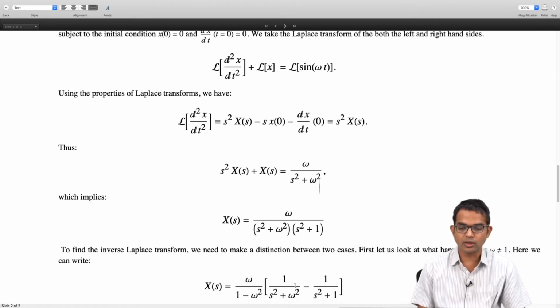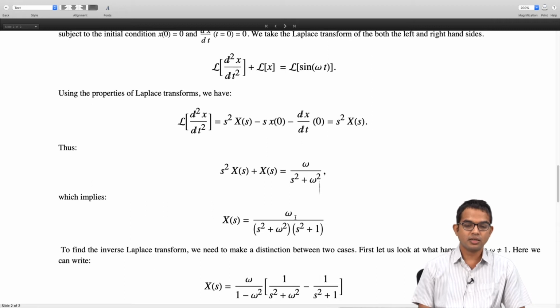If omega is not equal to 1, then we have this legitimate way of writing this partial fraction expansion. You see this factor omega divided by 1 minus omega squared comes in, and if omega were 1, we would not be allowed to do this, right? So you can check that. Here I have s squared plus 1 minus s squared plus omega squared. So I get 1 minus omega squared, which will cancel with this, right?